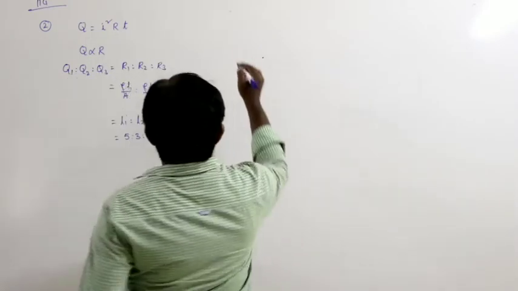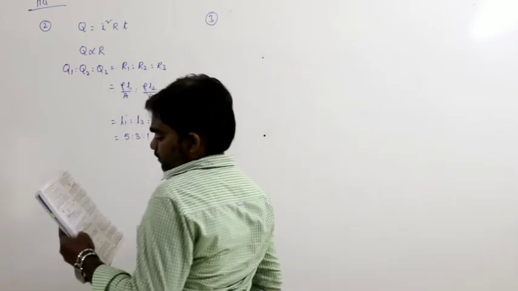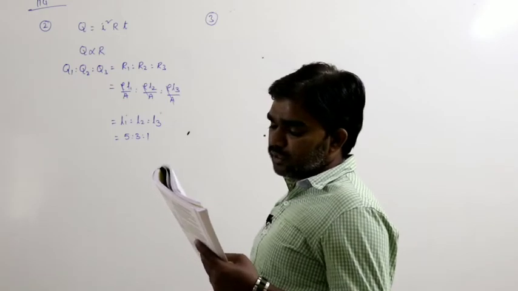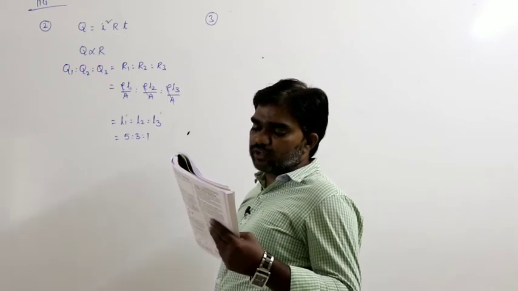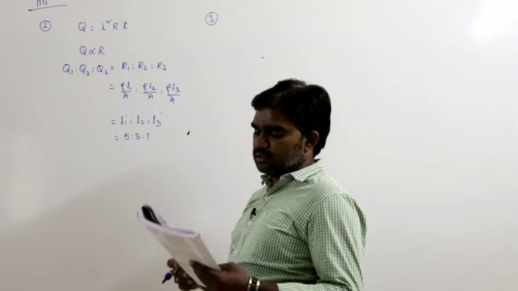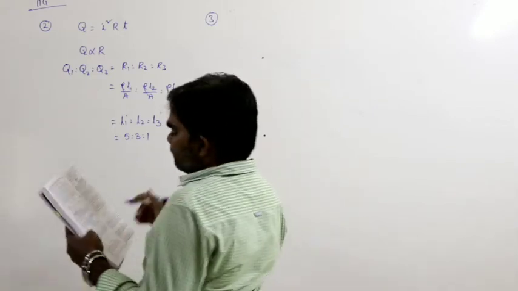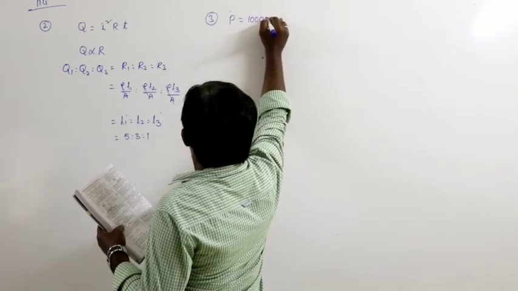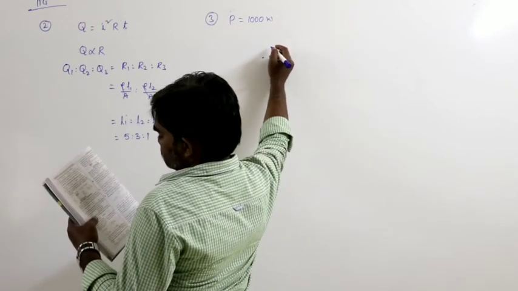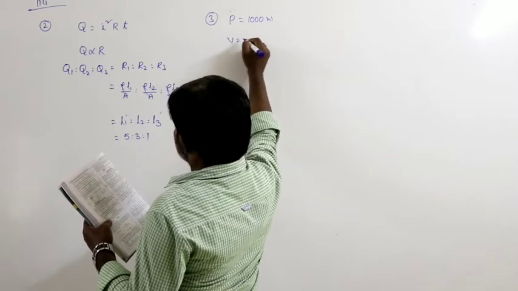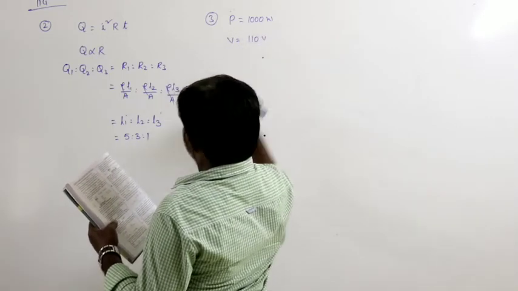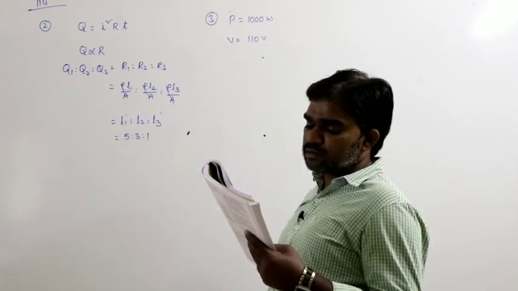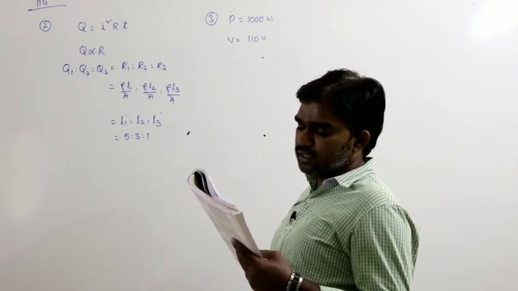Next, third question. A heater coil rated at 1000 watts is connected to 110 volt mains. How much time does it take to melt 625 grams of ice at 0 degrees Celsius? Power is given as 1000 watts, connected to a potential of 110 volt mains. How much time will it take to melt 625 grams of ice at 0 degrees Celsius?